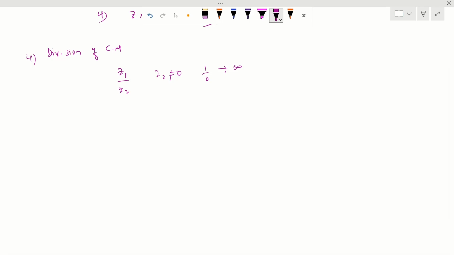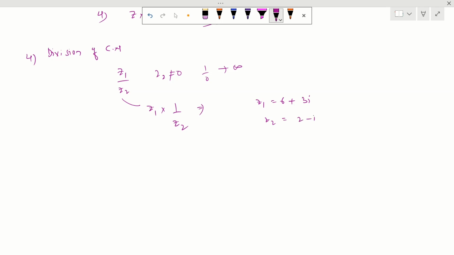So z2 is not equal to 0, and this one we are expressing as z1 into 1 by z2. Usually we write z1 into 1 by z2. We are simplifying this by taking an example.